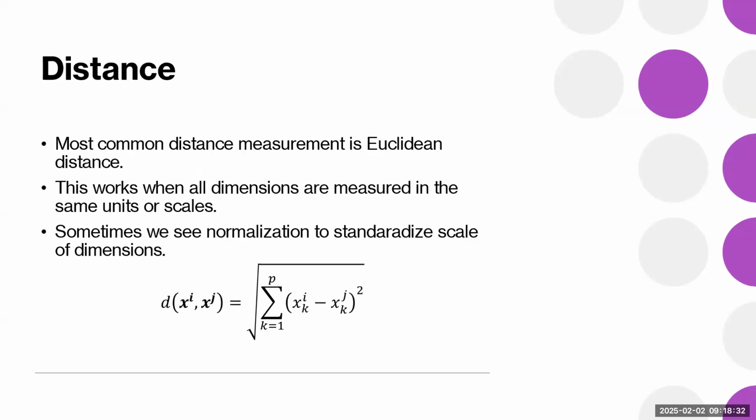For the distance measure, the most common one, which works most of the time, is Euclidean. Now, to use Euclidean, you have to make sure that all dimensions are in the same unit or scale. If not, you would normalize the data. You can use standard scaler, or you can use min-max scaler. Those are the two scaling methods. This is a very simple one: you basically subtract, and then you find the length of the vector.